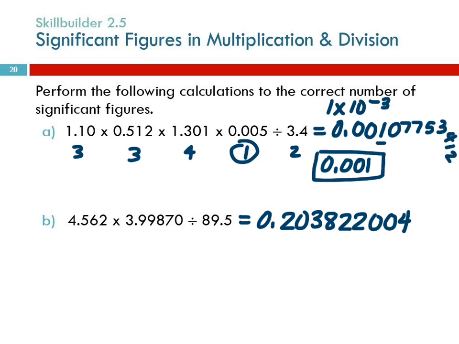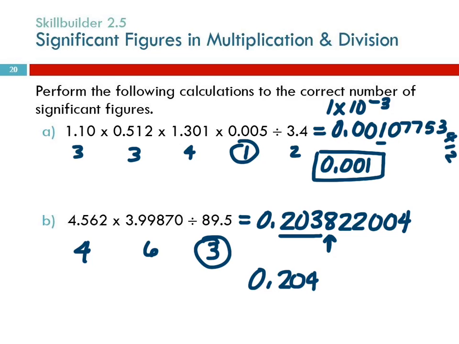Okay. So, how many sig figs in 4.562? 4. And in 3.99870? 6. The 0 counts because it's at the end. It's a trailing 0. There's a decimal point. 89.5. 3. So of those, 3 is the smallest. We need to round this to 3 significant figures. That leading 0 doesn't count. We're going to keep the 2, the 0, and the 3. And we look at the one that we're getting rid of. The 8. That tells us to round up. So we're going to say this is 0.204. Any questions?